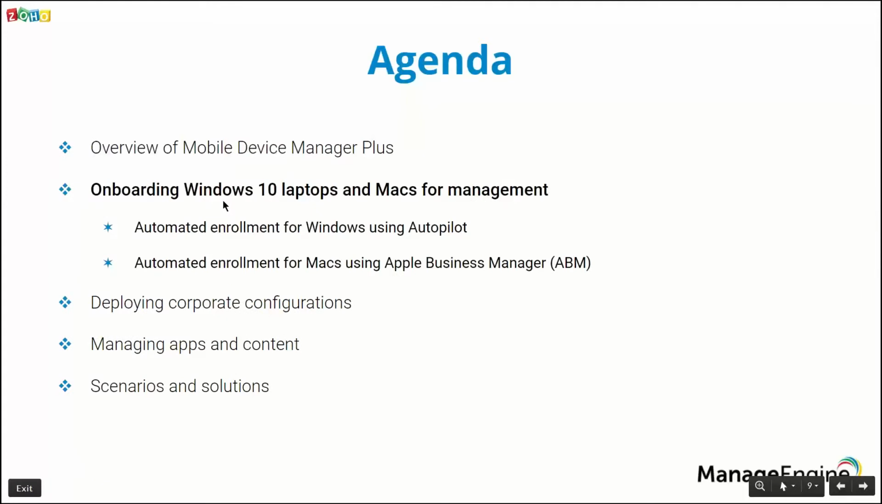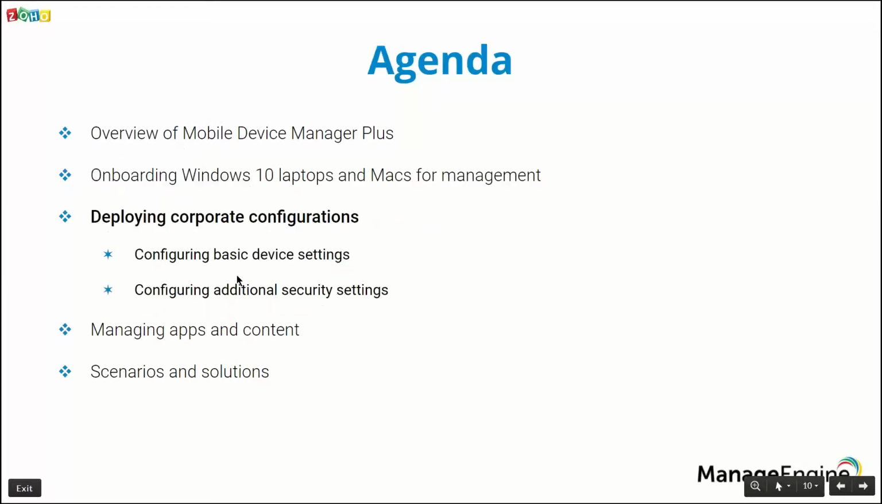First step in managing a device is enrolling it into MDM. To ease this onboarding process, MDM offers automated enrollment methods to enroll your Windows machines and your Mac machines using Autopilot and ABM. Once the devices are enrolled, the next step is configuring the devices. We will see how you can configure your Windows machines and Mac machines with some basic policies to make them usage ready and how to secure corporate data stored in the devices.